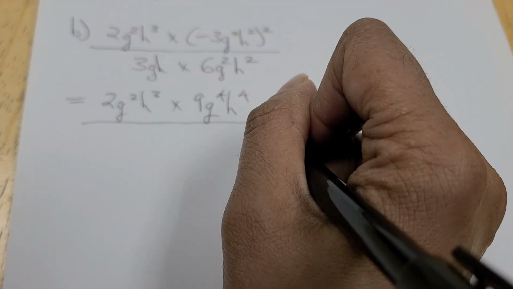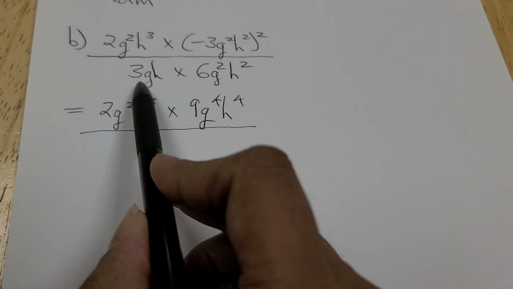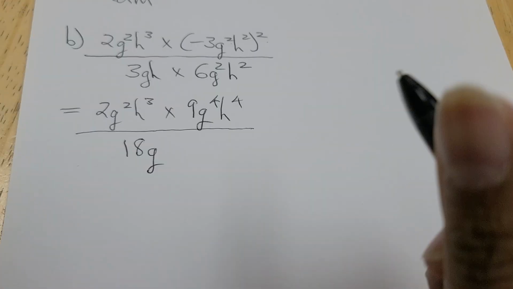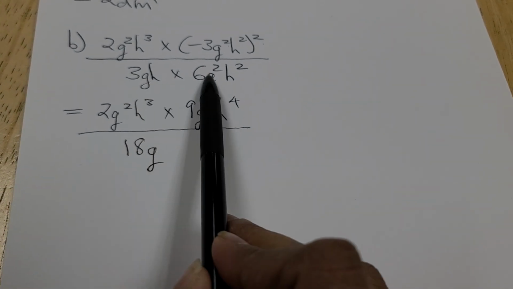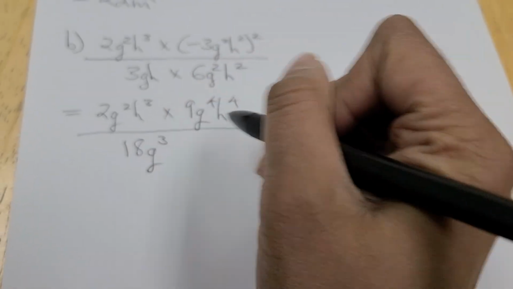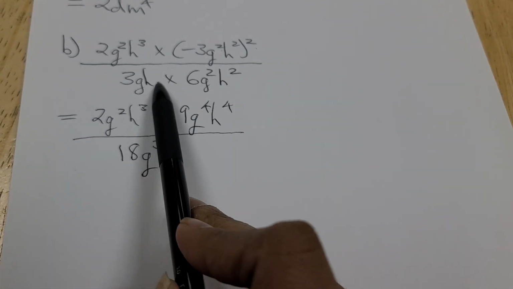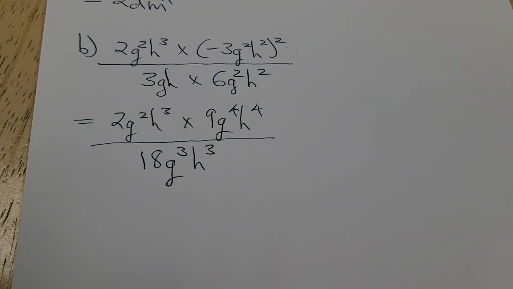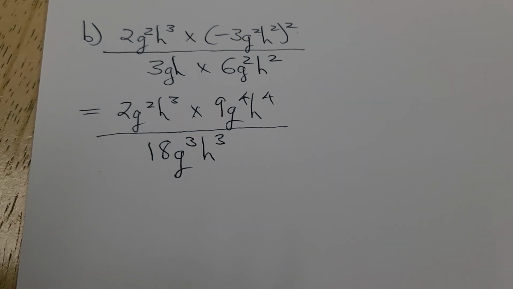Okay, and then I'm going to do the whole thing over. 3 times 6 is 18. G, and I'm going to do g to the 1 plus g to the 2, g to the power of 3. This is h to the 1 plus h to the 2, h to the power of 3. Okay, hopefully everyone sees that.